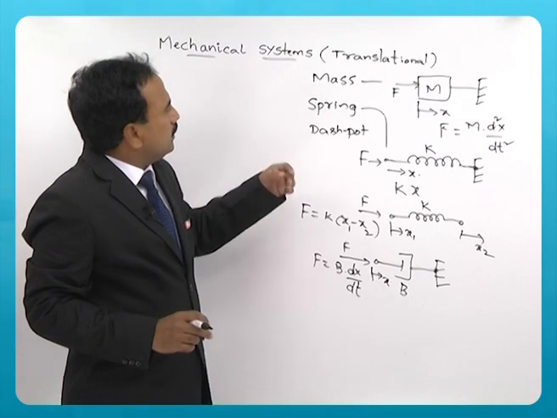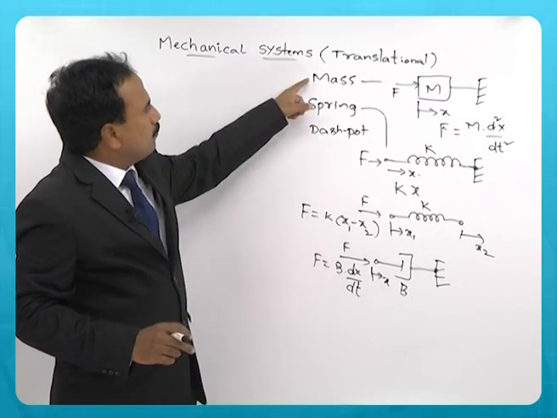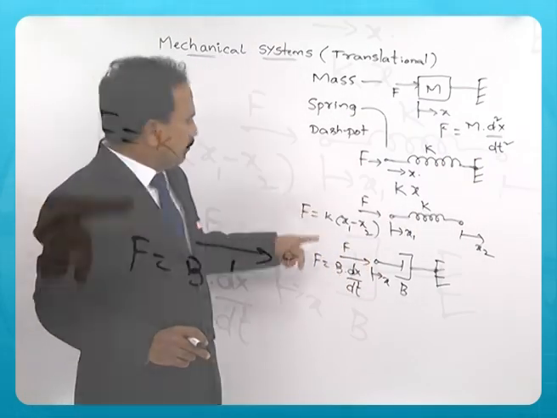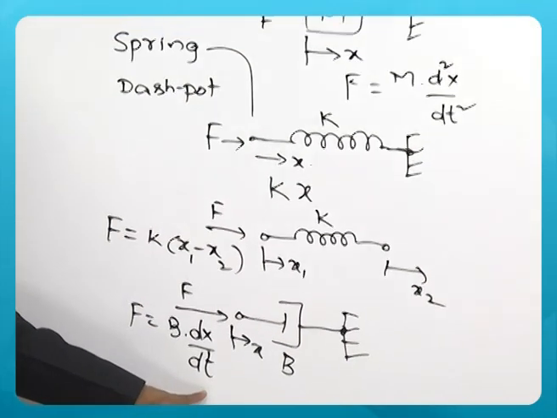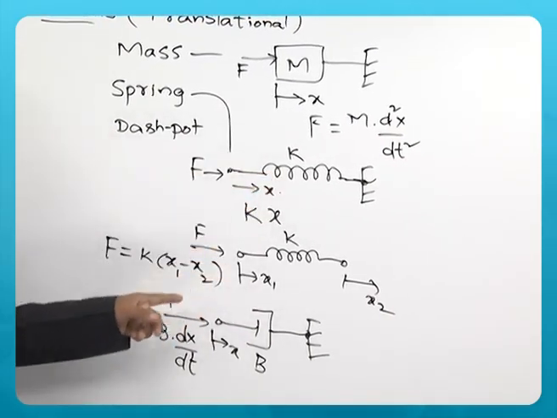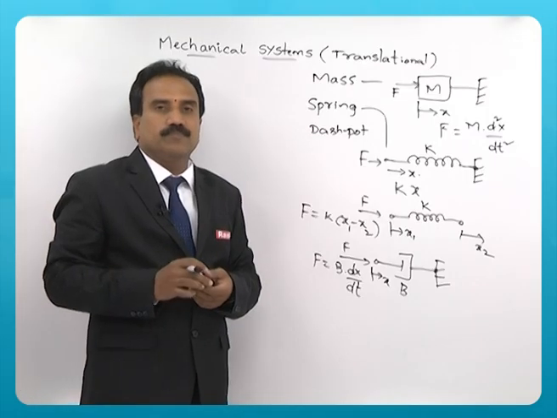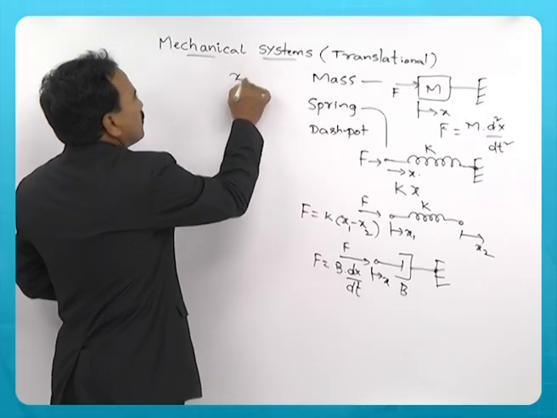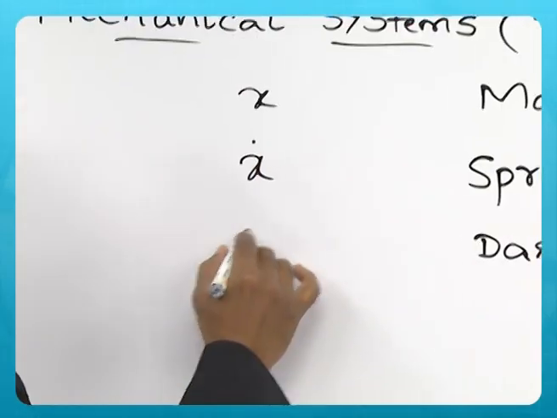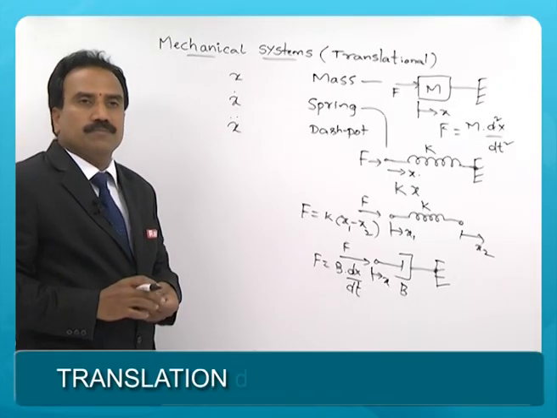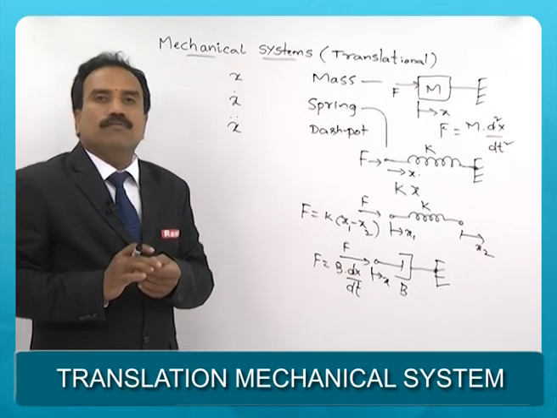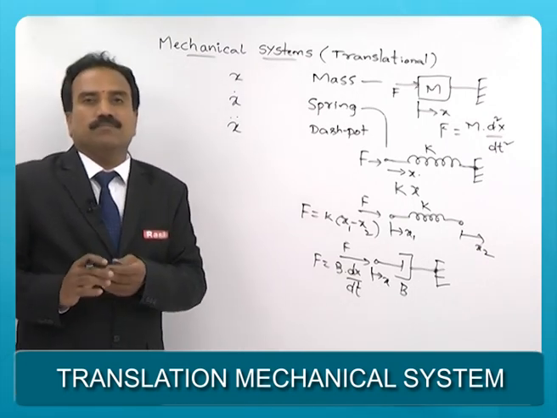So, you can see that there are three components. The first component has an acceleration term, the second component, dashpot, friction, has a velocity term, and the third component, spring, has a displacement term. So, when I say x is the displacement, x dot is velocity, x double dot is acceleration. All these three are passive components of a translational mechanical system.